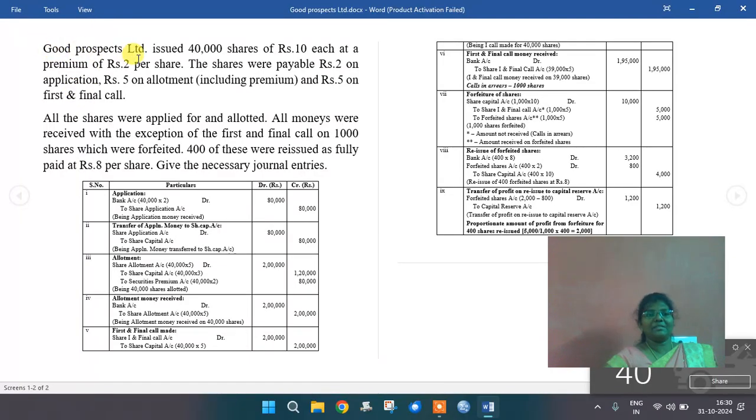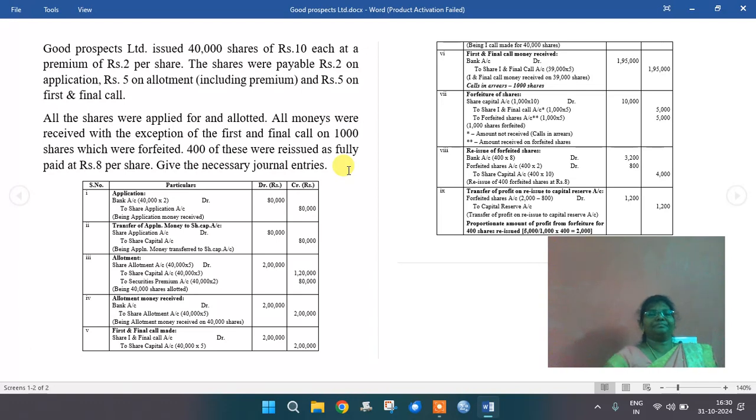Good Prospects Limited issued 40,000 shares of rupees 10 each at a premium of rupees 2 per share. The shares were payable 2 rupees on application, 5 rupees on allotment including premium, and 5 rupees on first and final call. All the shares were applied for and allotted. All monies were received with the exception of the first and final call on 1000 shares which were forfeited. 400 of these were reissued as fully paid at 8 rupees per share. Give the necessary journal entries.